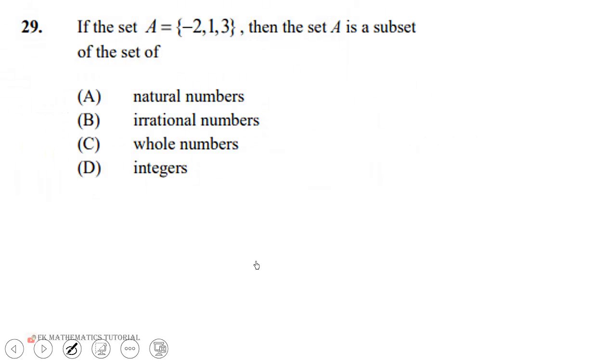Question 29. If the set A equals {negative 2, 1, 3}, then the set A is a subset of the set of integers. Option D.